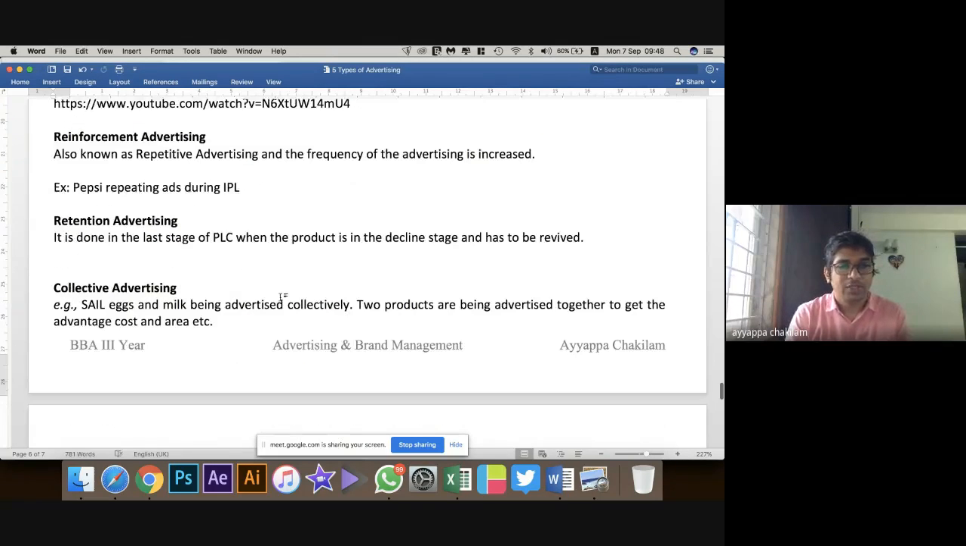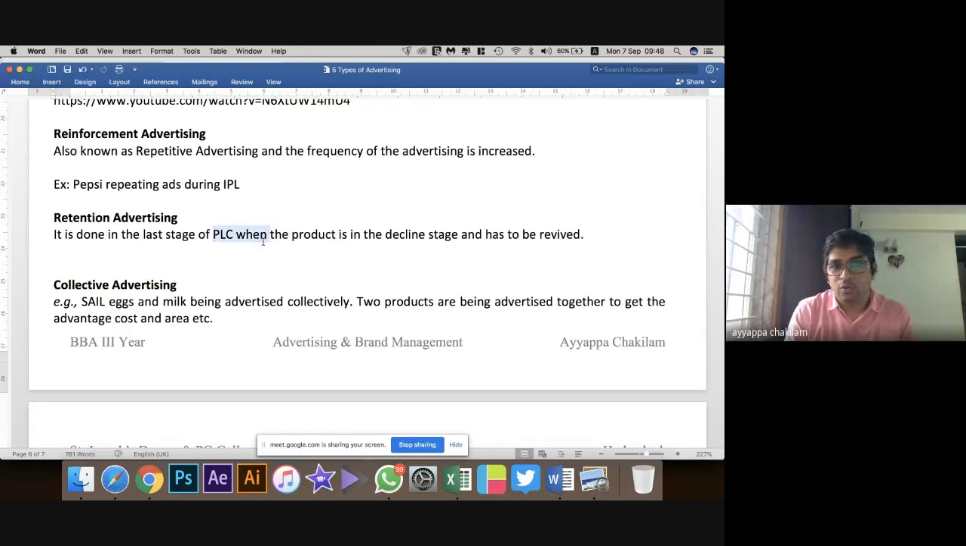Retention: you know what is meant by retention. It is done to make sure the customer is retained for your product. When the product is at the decline stage, retention has to be done so that the product is revived and the consumer is not losing the product.